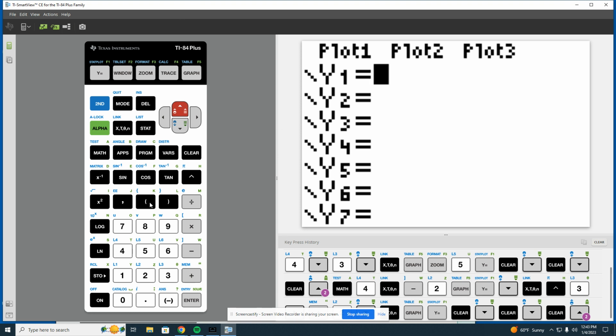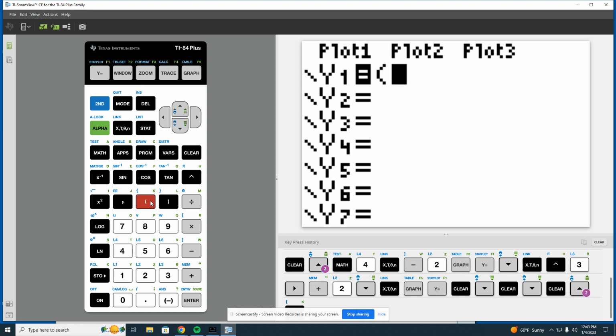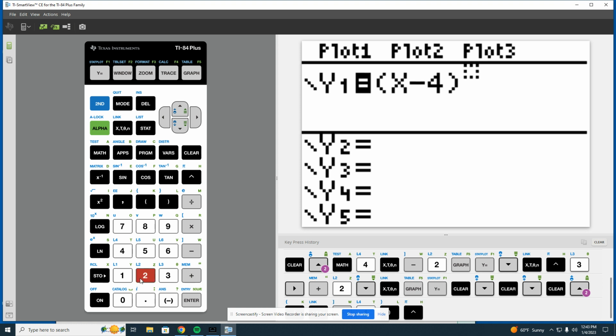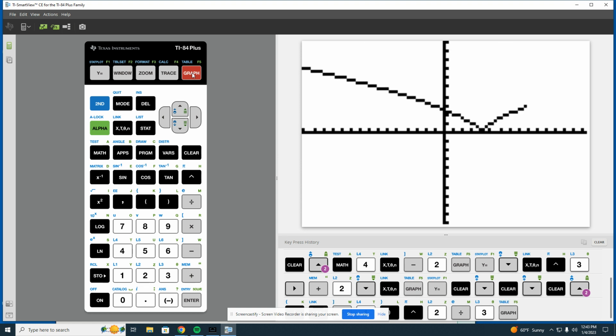All right, everybody knows how to graph this, right? Open parenthesis, x minus 4, close parenthesis, raised to the 2 divided by 3. Graph. What are we checking? Does this pass the horizontal line test?